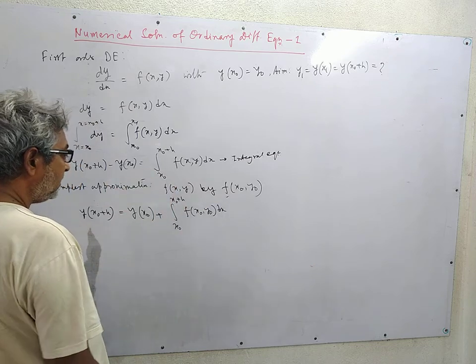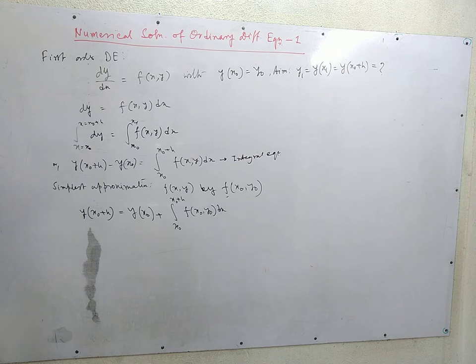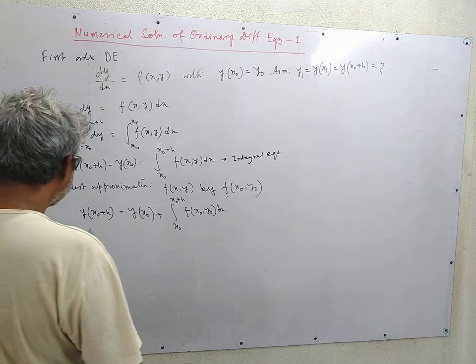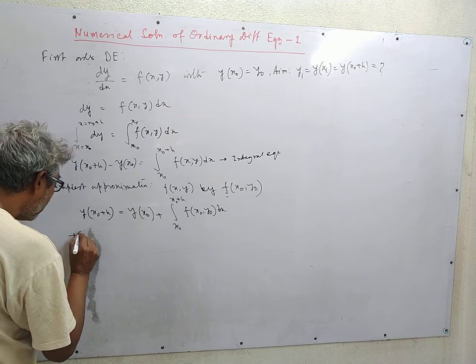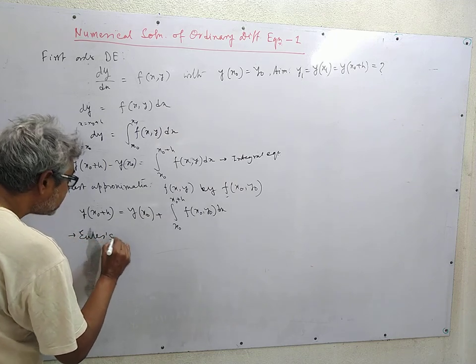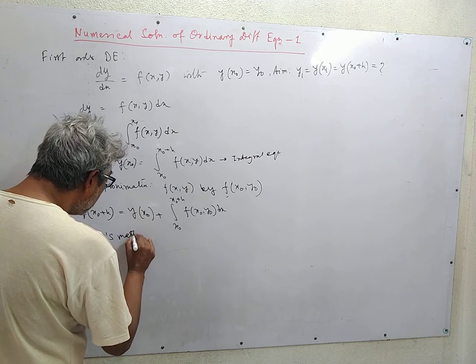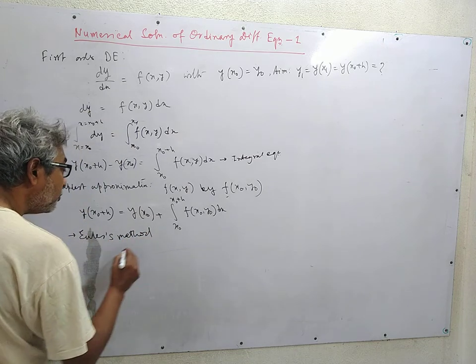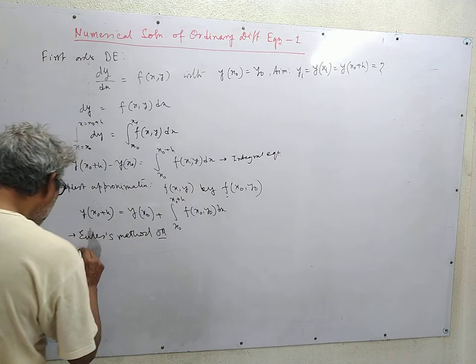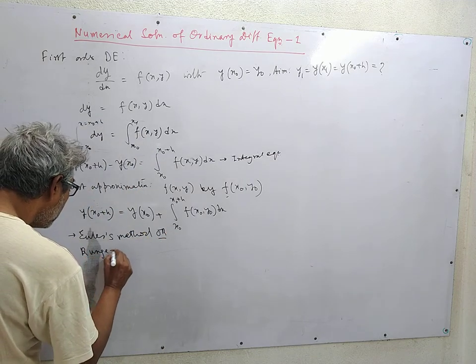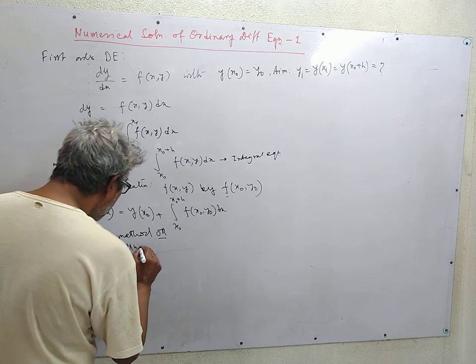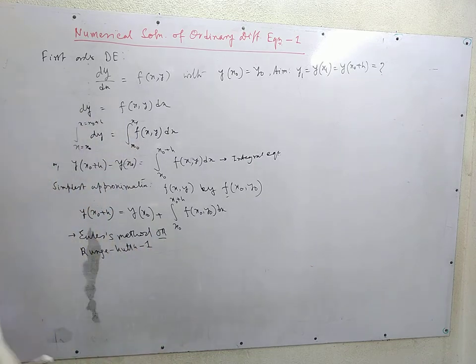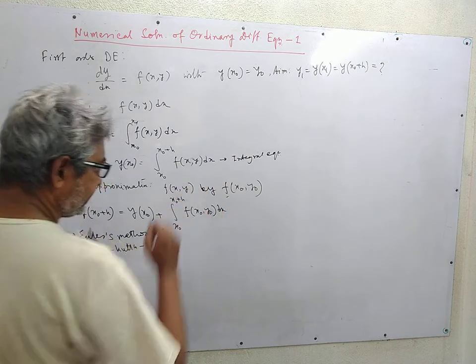This is known as Euler method or Runge-Kutta method of order 1. This is known as Euler's method or Runge-Kutta method 1. Of order 1, Runge-Kutta method 1, this is RK1. Let me go for the physical significance involved in this approximation.